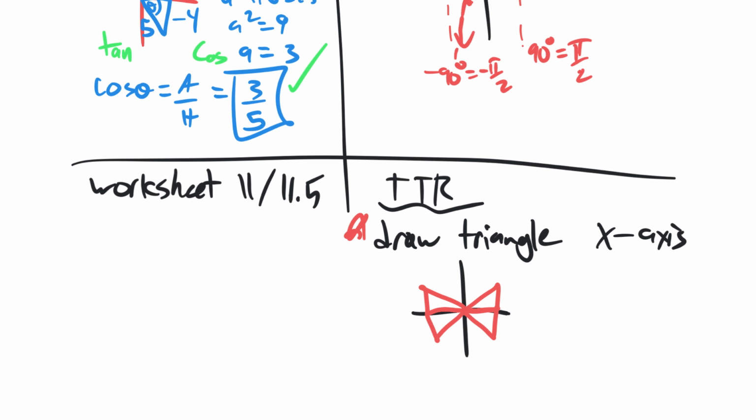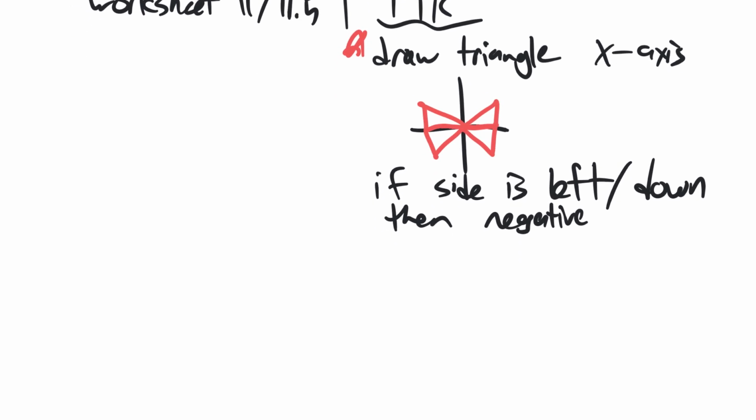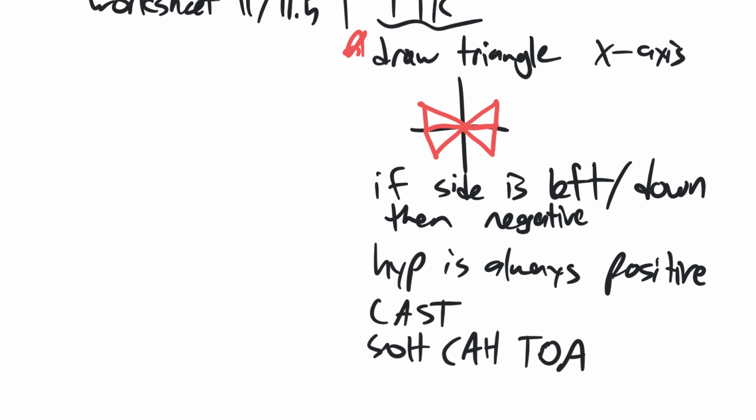You also want to remember that if the side is left or down, then it's negative. And maybe even one more thing to remember is that the hypotenuse is always positive. I mean, there's so much we could write down to remember here, right? We could remember the CAST rule, we could remember SOHCAHTOA, but these are things you probably already know, so don't overload your things to remember section.